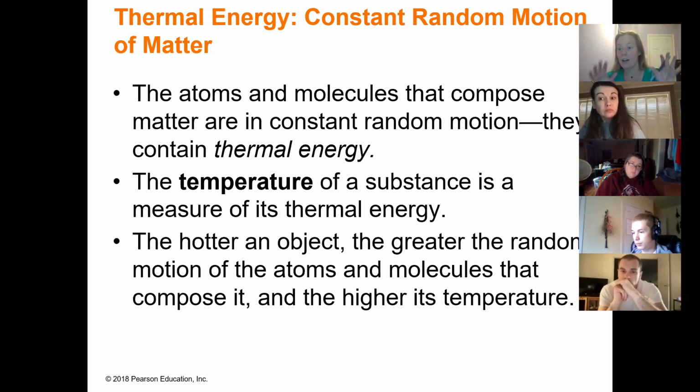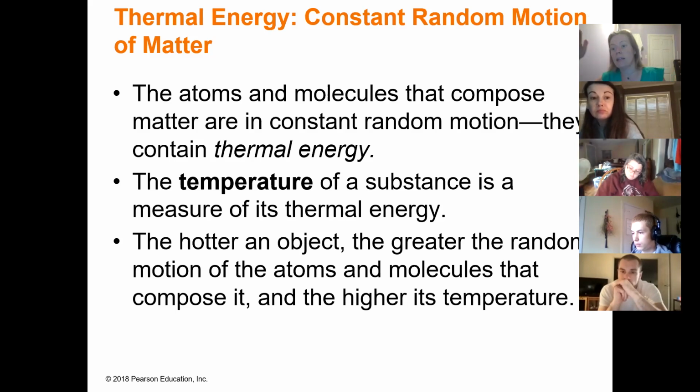So all matter, even if it's a solid, even if it's a really, really cold solid, there's going to be this motion to the particles. The motion gets bigger, the vibration gets bigger as you move through solid, liquid to gas. How do you go from a solid to a liquid or a liquid to a gas? You add heat. The heat increases the thermal energy, which then will in turn increase the temperature.